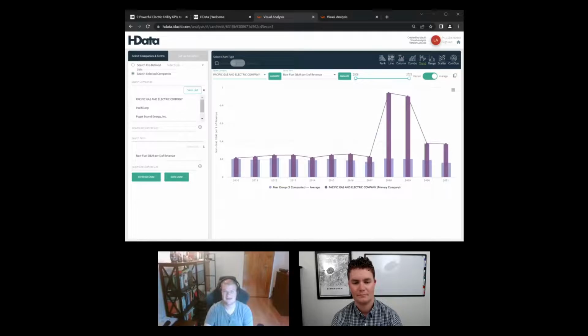That's the culprit. Why is their non-fuel O&M so high? Well, it's because of wildfires. I love to bring this example up during all of our demos because I really think it highlights the usefulness of KPIs, of being able to send a signal or a warning flag of how data can actually impact or show you what's happening within the real world. These spikes are because of wildfires in 2018 and 19.